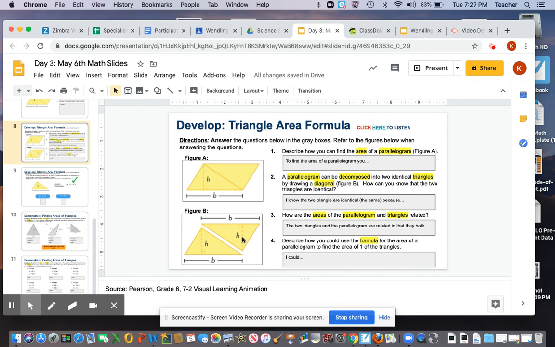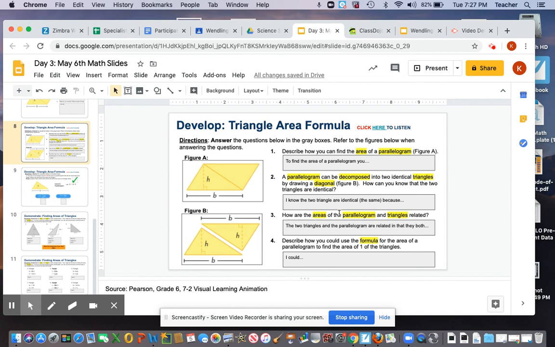Now, we're taking a parallelogram, we're decomposing it or cutting it, breaking it apart to get two identical triangles. How do we know they're identical? What do you see in your picture that tells you that they're identical or exactly the same? That's number 2. Number 3.